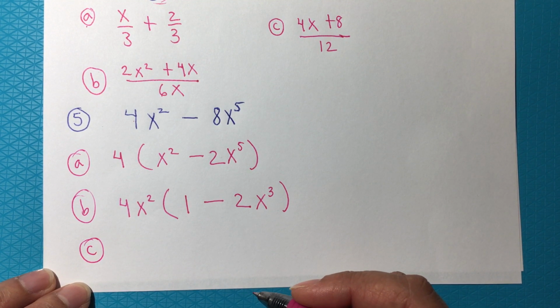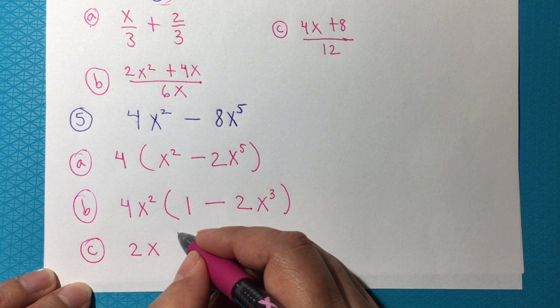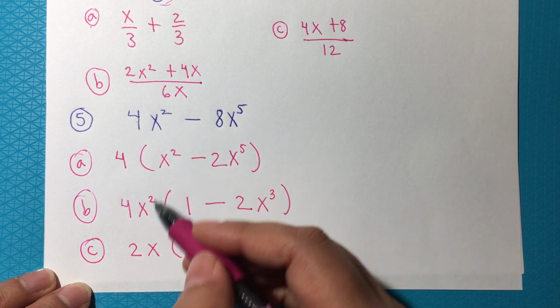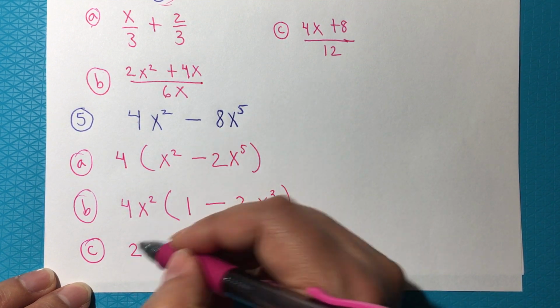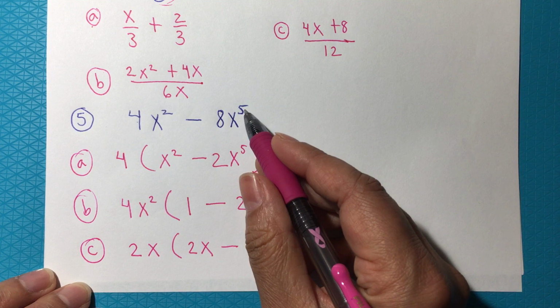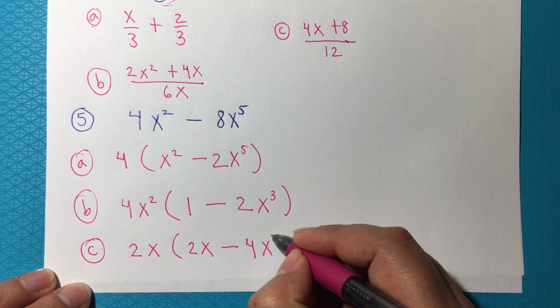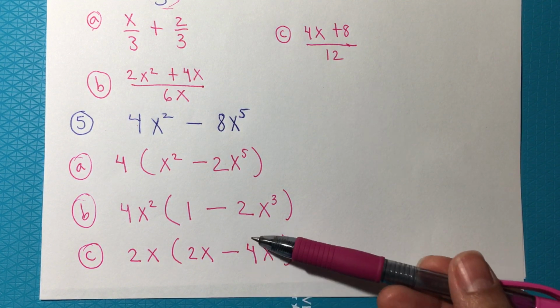Or maybe you can do just part of it. Let's say you want to factor out only 2x. 4x squared divided by 2x is 2x. Negative divided by positive is negative, 8 divided by 2 is 4. And x to the 5th divided by x is x to the 4th power. So those are three possible equivalent expressions to that.